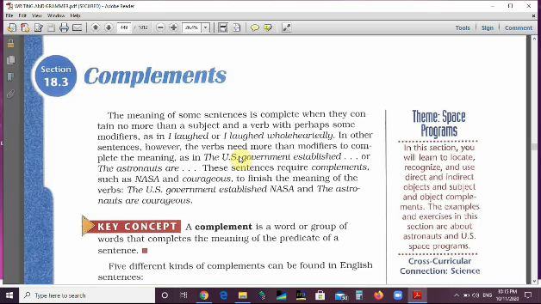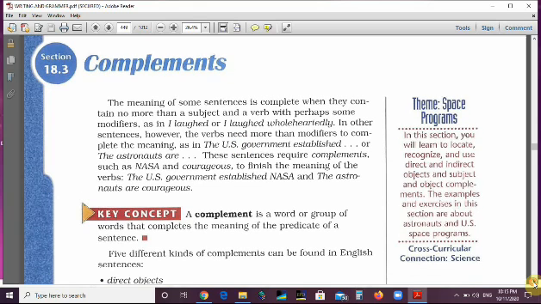Today we're going to do chapter 18, section 18.3, complements. You know that the meaning of some sentences is complete when they contain no more than a subject and a verb with perhaps some modifiers, as in I laughed or I laughed wholeheartedly.